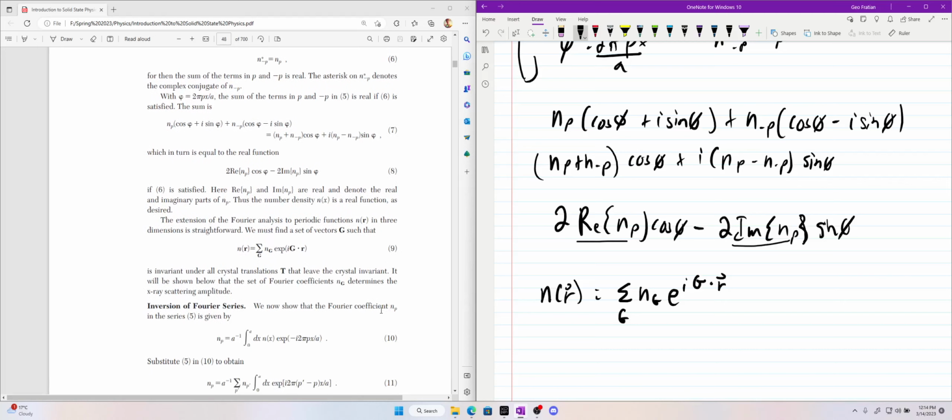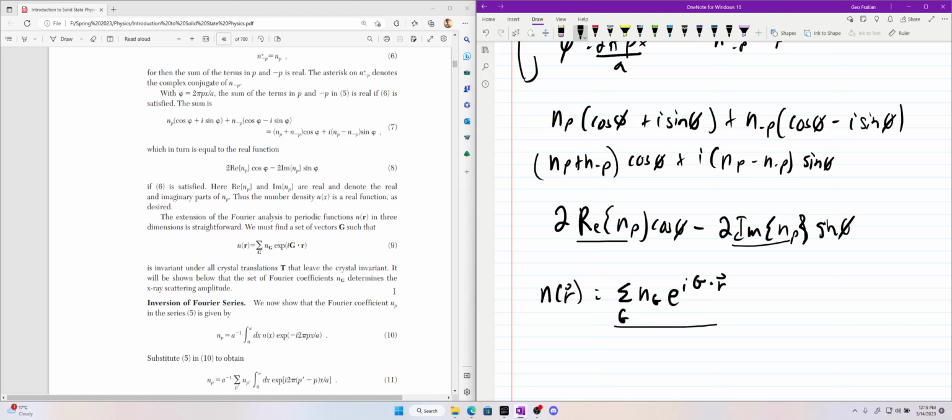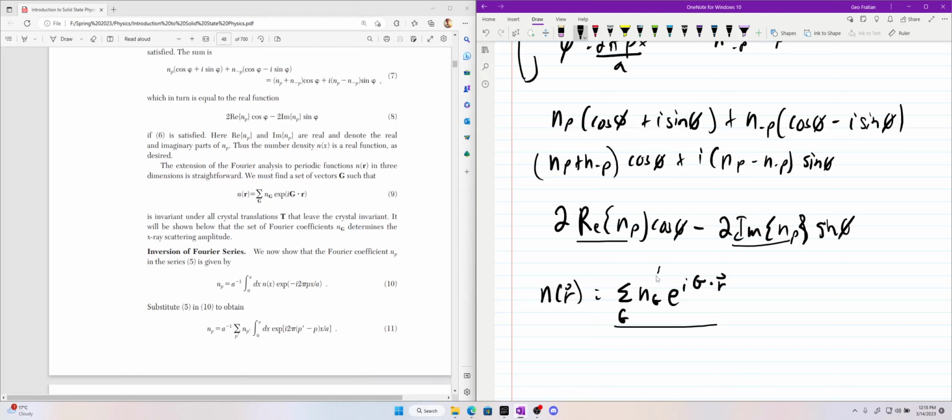And what we see then, we need to find a set of vectors g such that n of r is invariant under all crystal translations t that leave the crystal invariant. So it will be shown that the set of Fourier coefficients n of g determines the X-ray scattering amplitudes. That's how we get the scattering amplitudes.